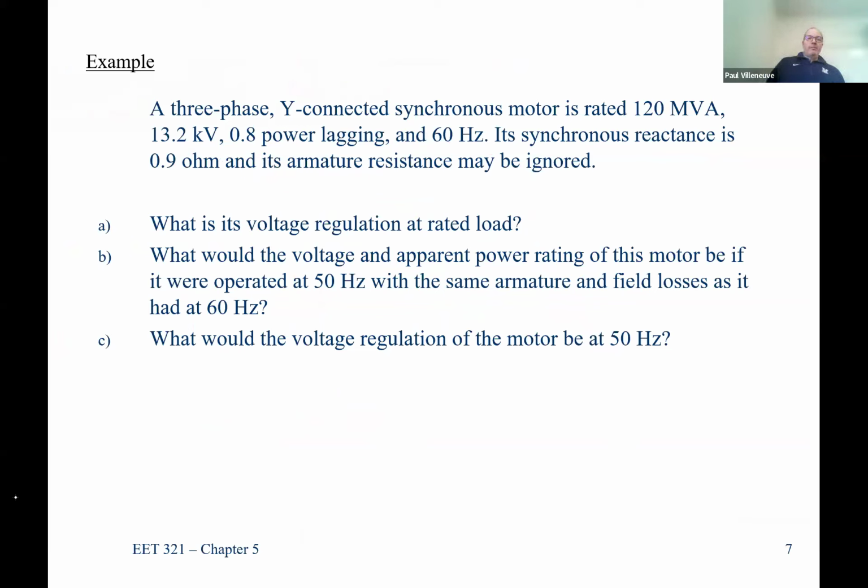So here's another problem. A 3-phase Y-connected synchronous motor is rated at 120 MVA, 0.8 lagging power factor, and it's operating at 60 hertz. So do I even need the 60 hertz? Unless I need to know what the speed is. No, don't need it. I do need my S here. And I'm telling you what the load is. So let's go ahead and just copy this over to the whiteboard.